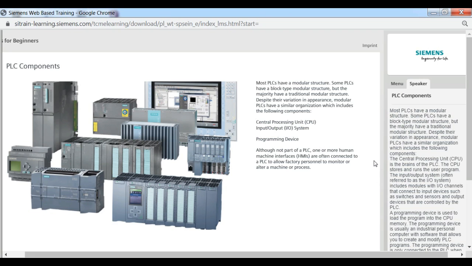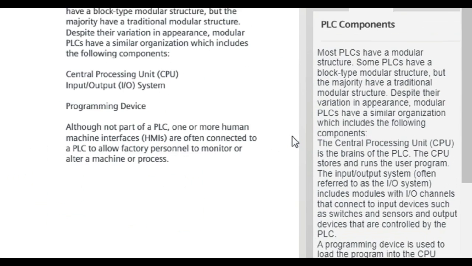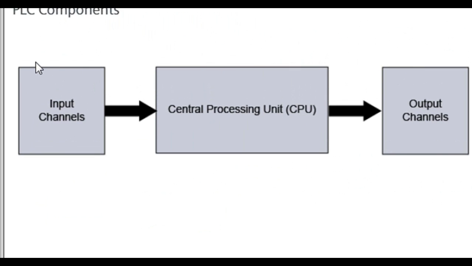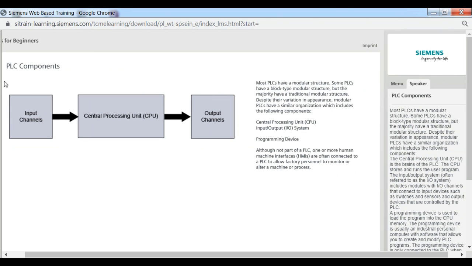The central processing unit, CPU, is the brains of the PLC. The CPU stores and runs the user program. The input-output system, often referred to as the I/O system, includes modules with I/O channels that connect to input devices such as switches and sensors, and output devices that are controlled by the PLC.